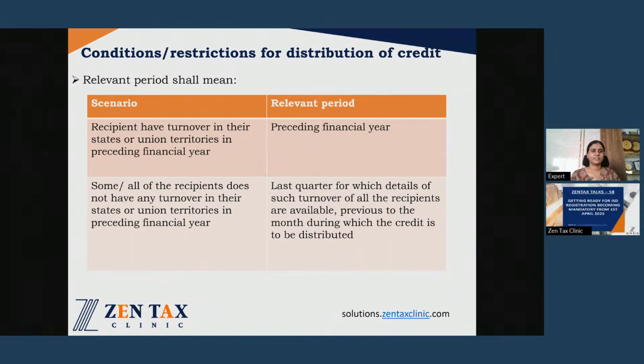In case some or all of the recipients do not have any turnover in their state or union territory in the preceding financial year, that is, they don't have any previous year turnover, then in that scenario, the last quarter for which the details of such turnover of all the recipients are available previous to the month during which the credit is to be distributed will be considered. That is, if the previous year is not available, then the last quarter for which the details of turnover are available will be considered for the purpose of identifying the turnover.